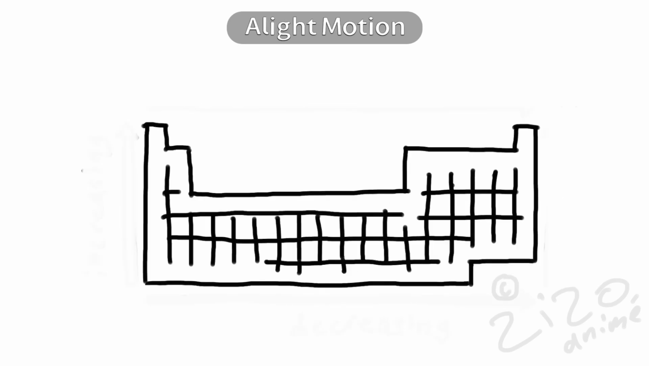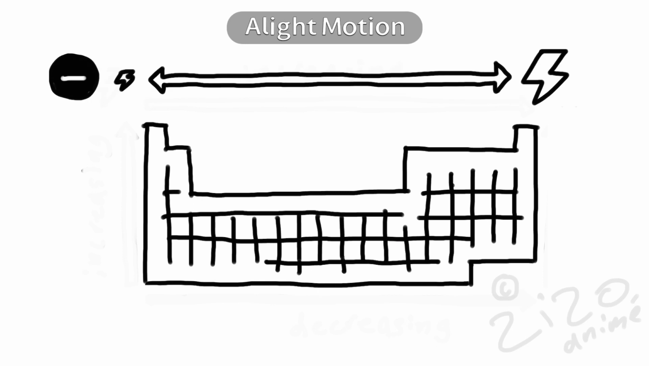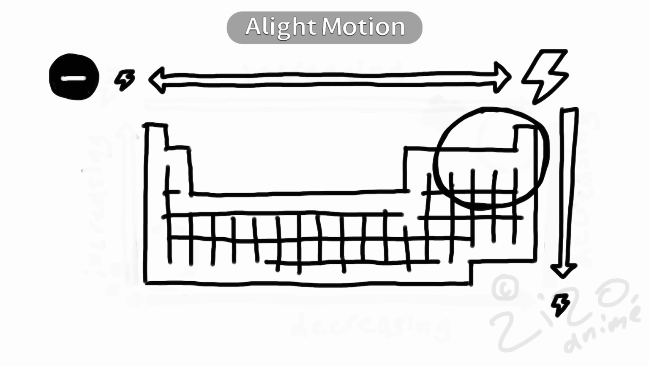On the periodic table, electronegativity increases as you move left to right across a period and decreases as you move down a group. The most electronegative elements are found on the top right of the periodic table, while the least electronegative elements are found at the bottom left.